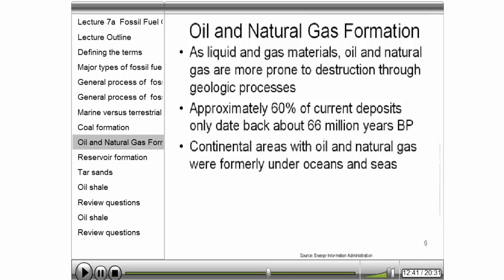And as you might guess, knowing that even though these form under marine conditions, there are several continental areas where oil and natural gas is found, and their formation had to occur when those areas were formerly under oceans or shallow seas. That's the case of the Saudi Arabian Peninsula, which is where most of the world's current oil reserves are located, were in the geologic past when that oil was formed, were underwater.